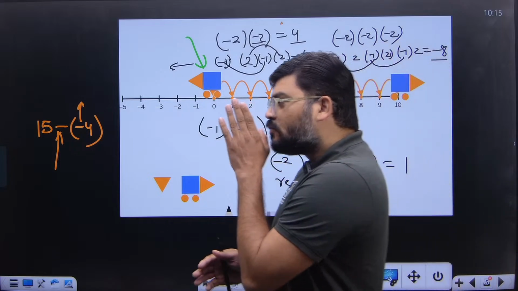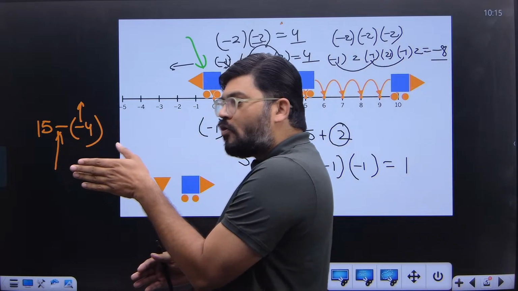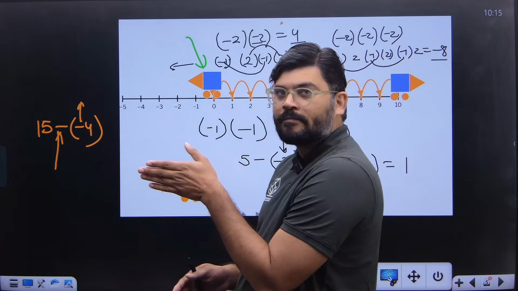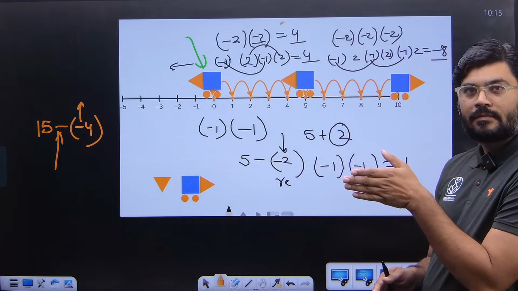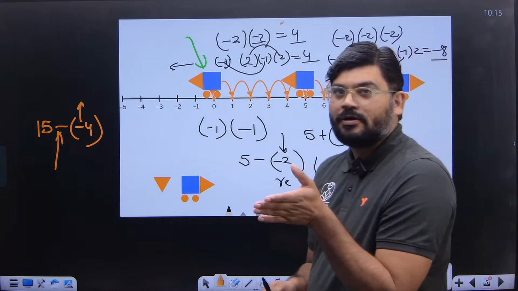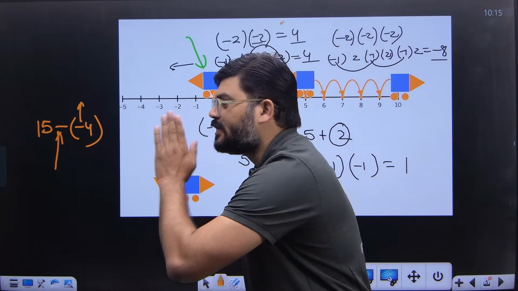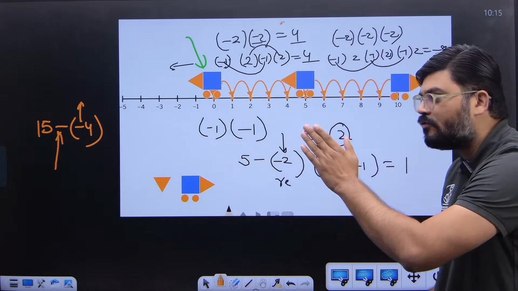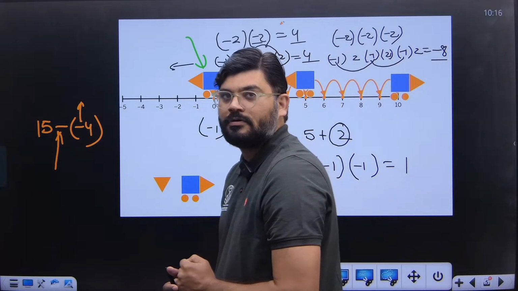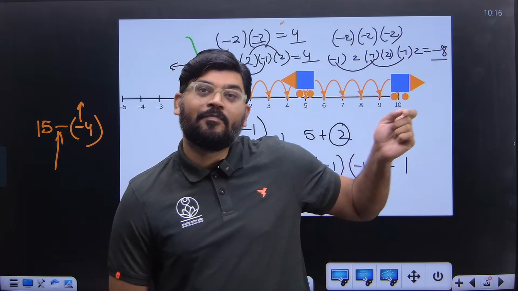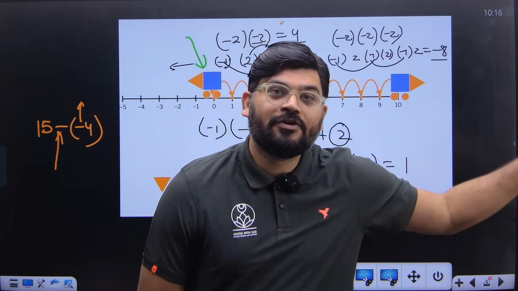So facing towards negative, moving backward, in which direction will I move? No, direction, positive or negative? That's what I'm asking. Facing towards negative, moving backward. In which direction will I move? Positive. Positive. That means 15 plus 4. Where will you reach?